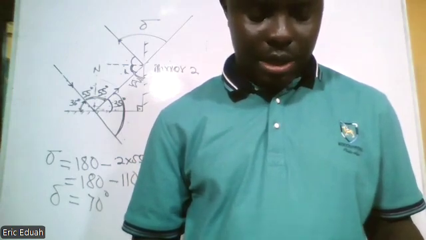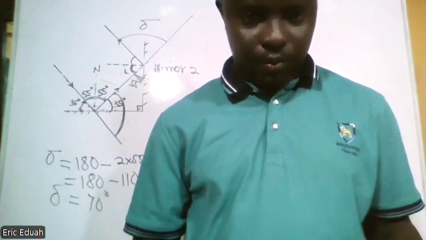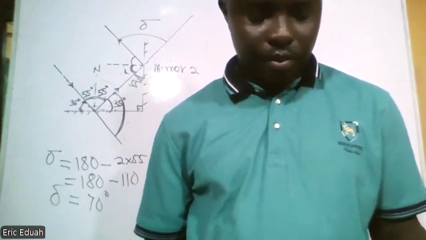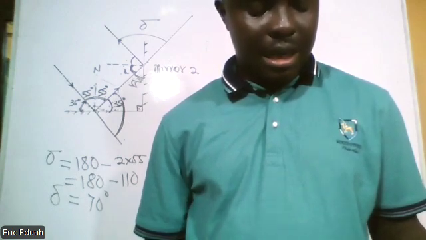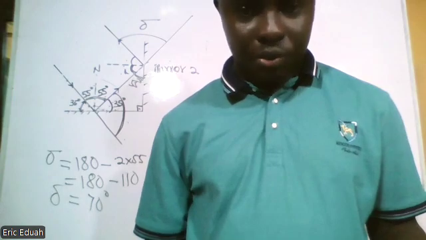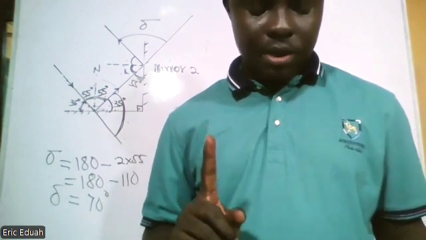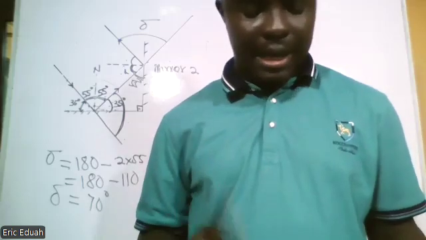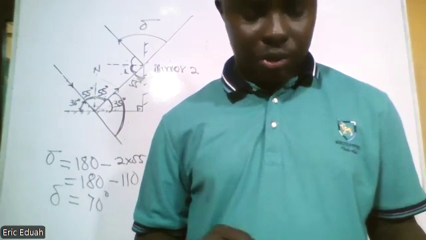Two plane mirrors, M1 and M2, are inclined at an angle theta as shown. I'll draw it for you.